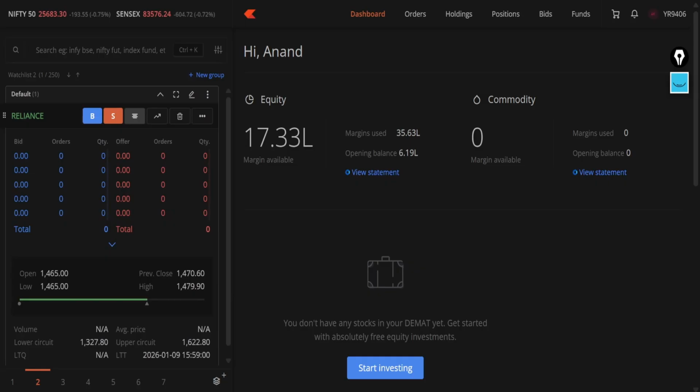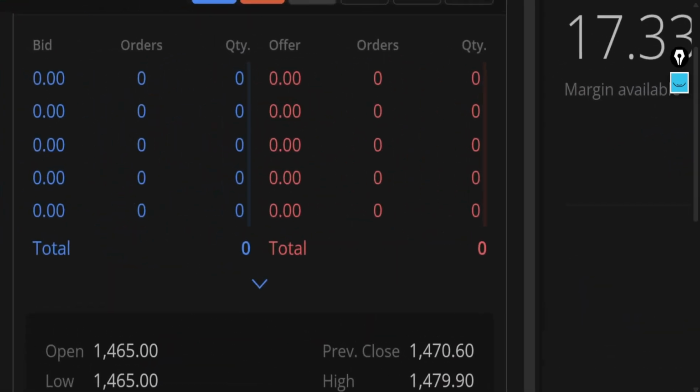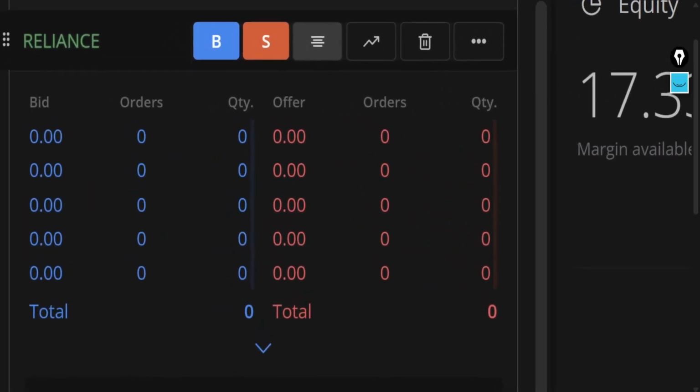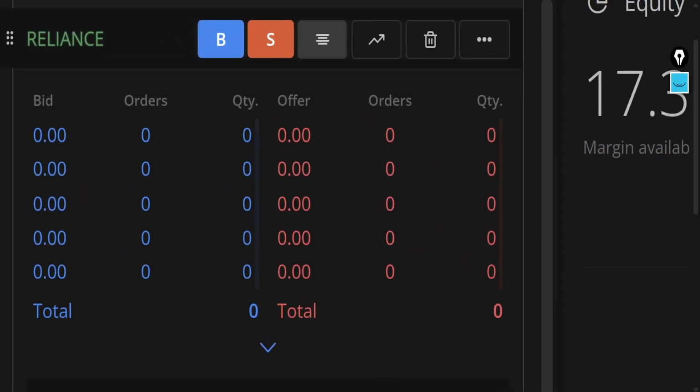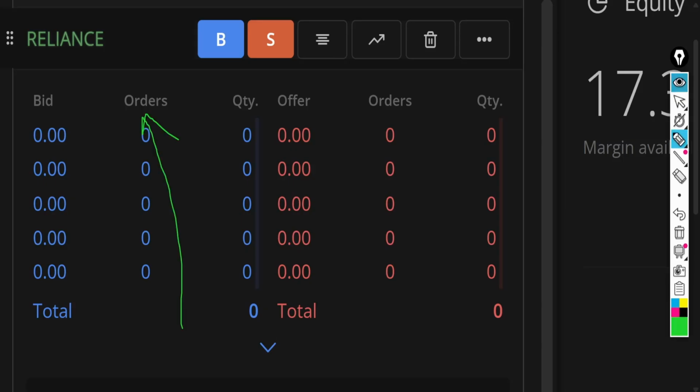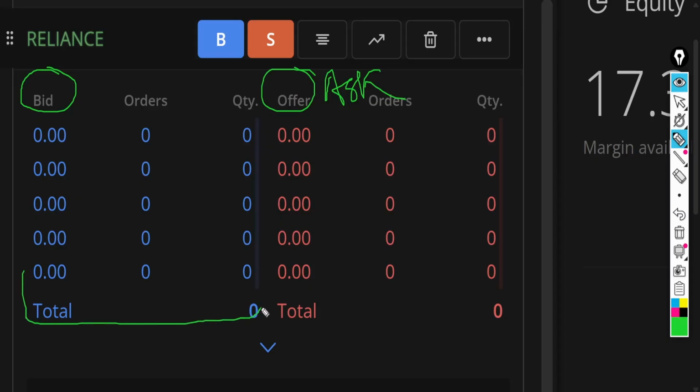So let me zoom in on this first. This is the market depth for the Reliance security. What we can see here is written as bid, and this is written as offer, which we will alternatively call ask. This section is for buyers and this section is for sellers.